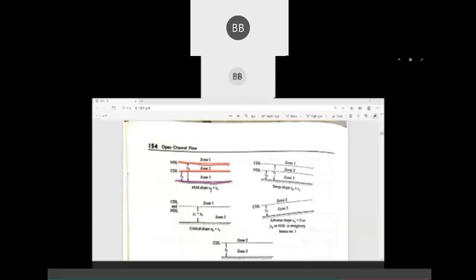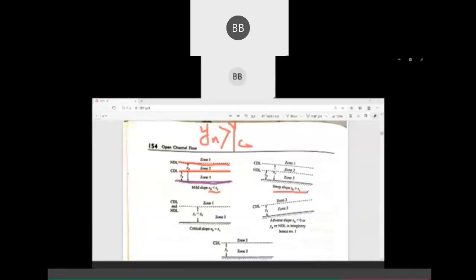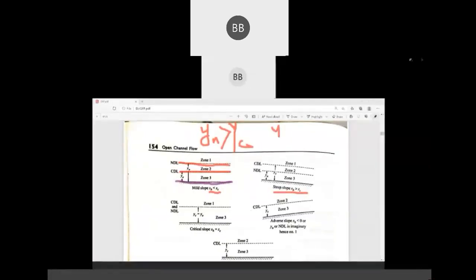Because here the slope is less than the critical slope, and we have already said that yn is greater than yc for a mild slope, whatever we have studied in the previous section. Similarly, for a steep slope, the bed slope Sb is greater than Sc and yn is less than yc, the reverse of what we studied for mild slope.